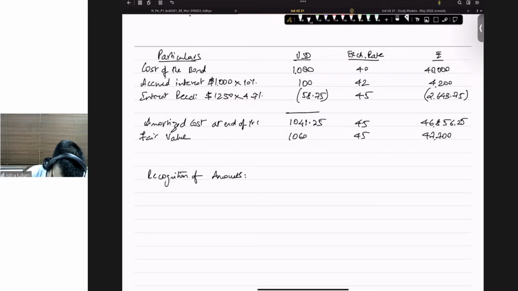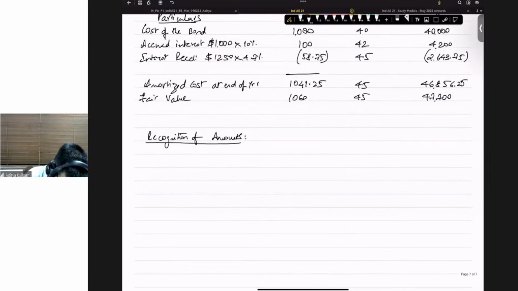We have done everything that can be done with this bond. Okay. So now the only thing is what to record where, which is important. So, interest income. How much? 4,200. This figure, 4,200. Where will this go? Sir, this will go in the P&L.